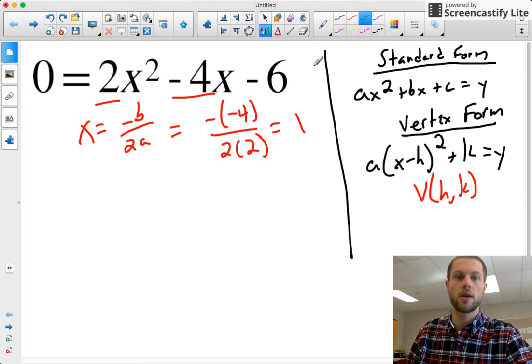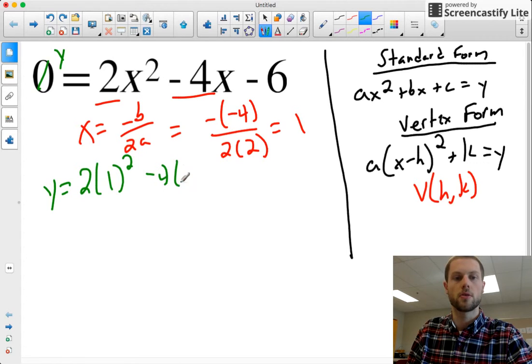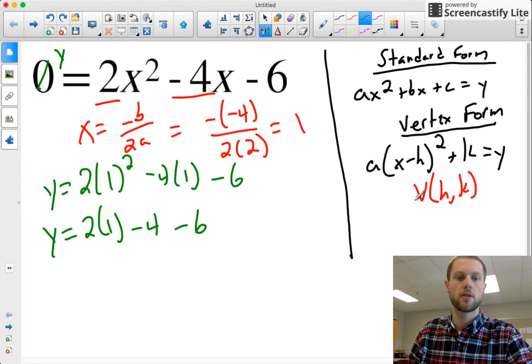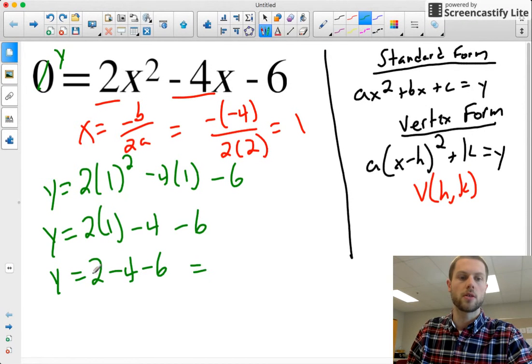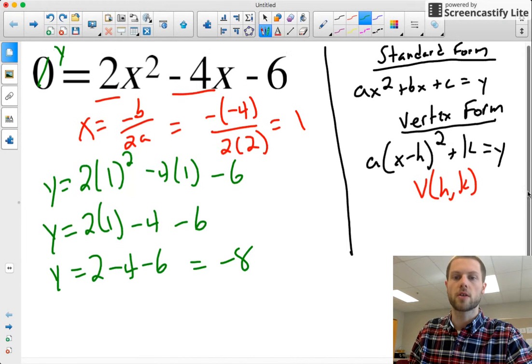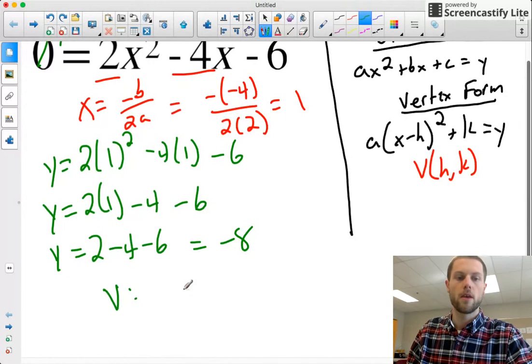So now let's plug in. We want to solve for y, so for a moment I'm just going to pretend that this is y equals. Let's find the value of y when x is equal to 1. We plug in 1 for all these values. y equals 2 times 1 squared minus 4 times 1 minus 6, which is 2 minus 4 minus 6. That's negative 2 minus 6, which is negative 8. So the vertex of this equation is 1 and negative 8.